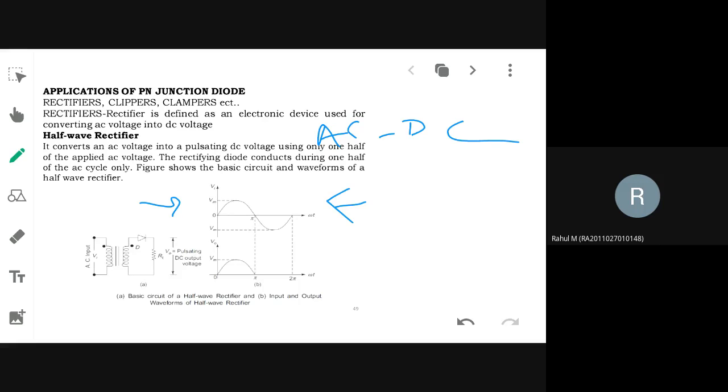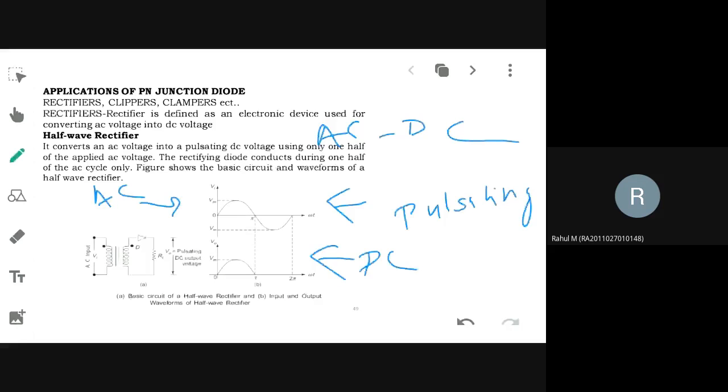Sinusoidal. So AC is the input, and if you refer to the output, what is the output that you are getting? Only in the positive side. Yes, this is DC, but is it pure DC or pulsating DC? Pulsating DC. It is a pulsating DC.